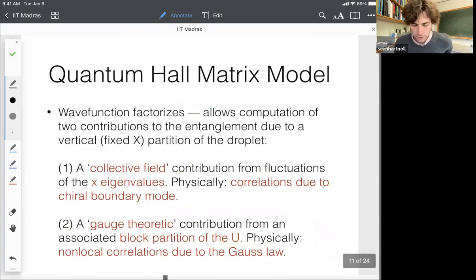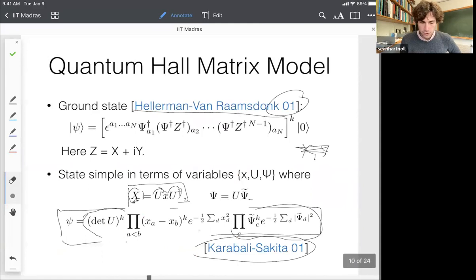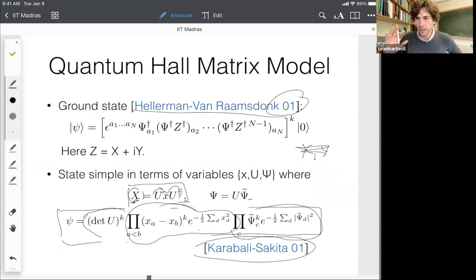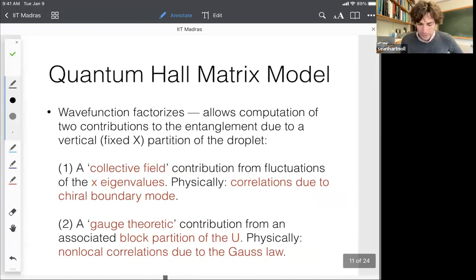I think we're not going to get too much technical stuff, but that's probably a good thing. So this wave function factorizes, and so it turns out that there are two contributions to the entanglement given a cut. So the first, I'm going to go back. The first contribution here just comes from the eigenvalues themselves, right? There's a wave function for these eigenvalues, and so if you cut them, that gives you an entanglement exactly the same as in the single matrix quantum mechanics. Okay, so there's a collective field contribution that comes from fluctuations of these eigenvalues.